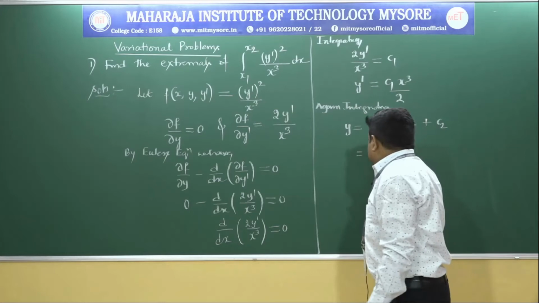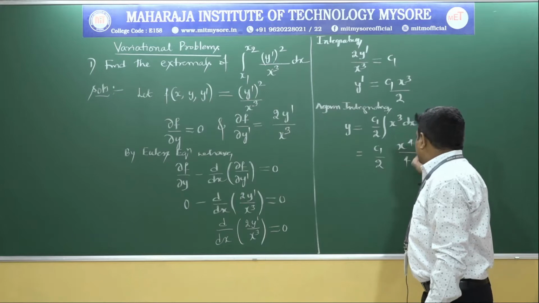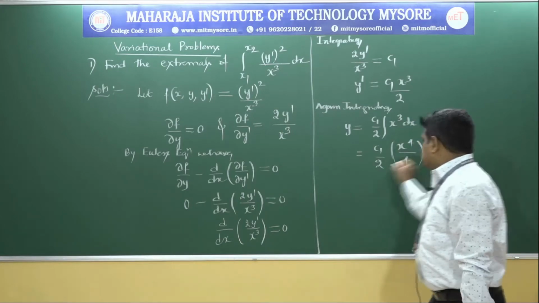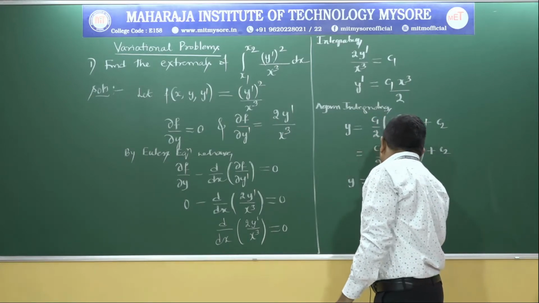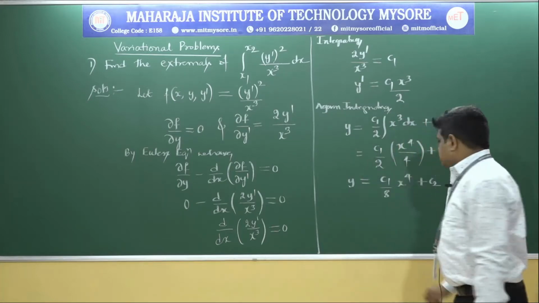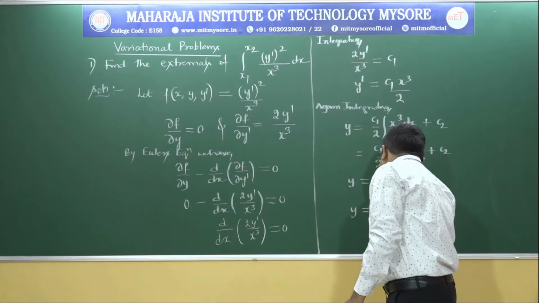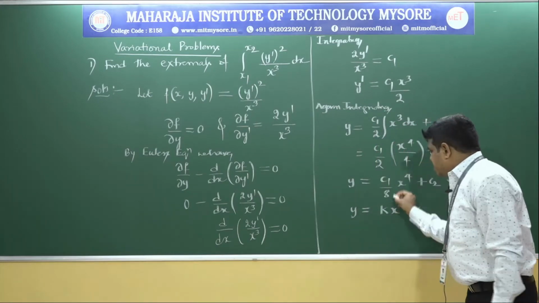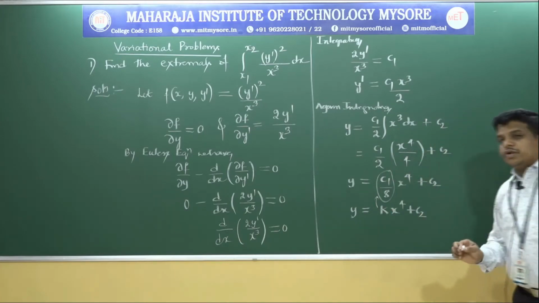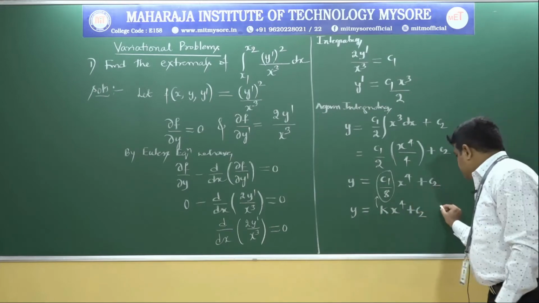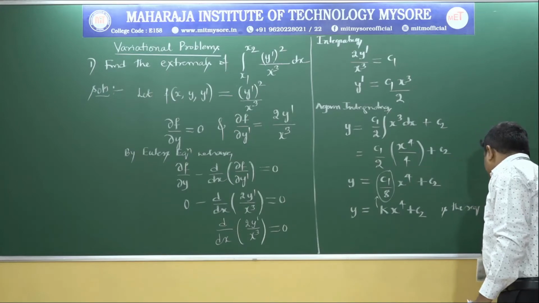Now c1 by 2, integration of x cube is x power 4 by 4 plus c2. That is y equals c1 by 8 x power 4 plus c2. This can also be rewritten as y equals k into x power 4 plus c2, where k is c1 by 8. I am just denoting the constant c1 by 8 as k. This is the required extremal.